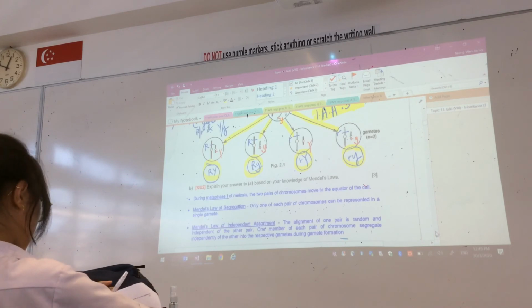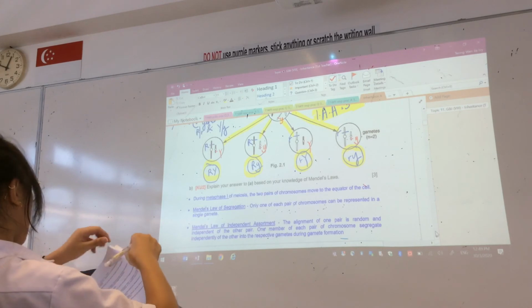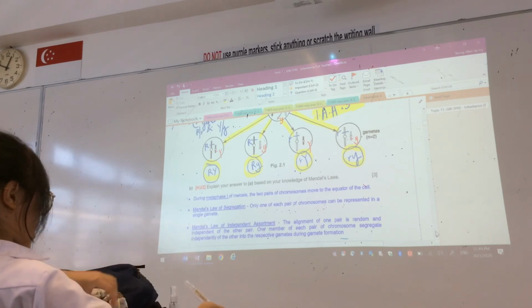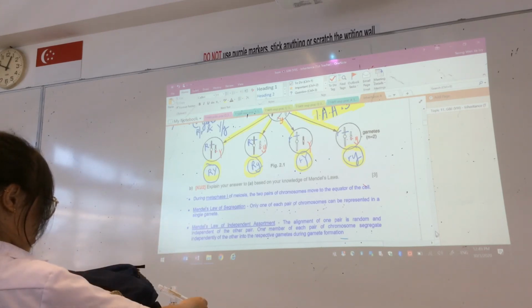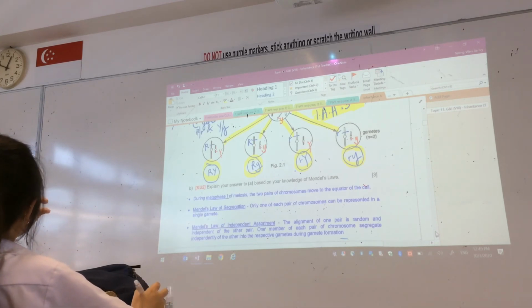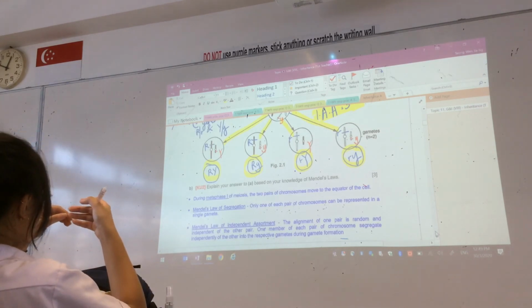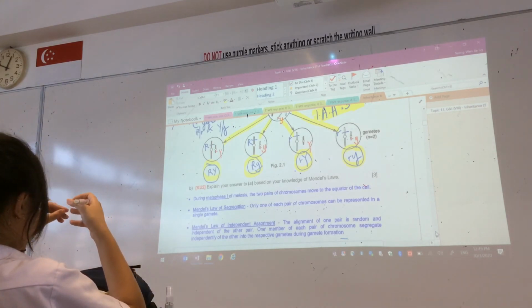Next question, describe 3 possible sources of variation as a result of meiosis. I'm sure you can answer part C. Do you know how to do it? Three sources of variation. First source of variation. Yes, prophase 1. You have to tell me it's during prophase 1, crossing over.